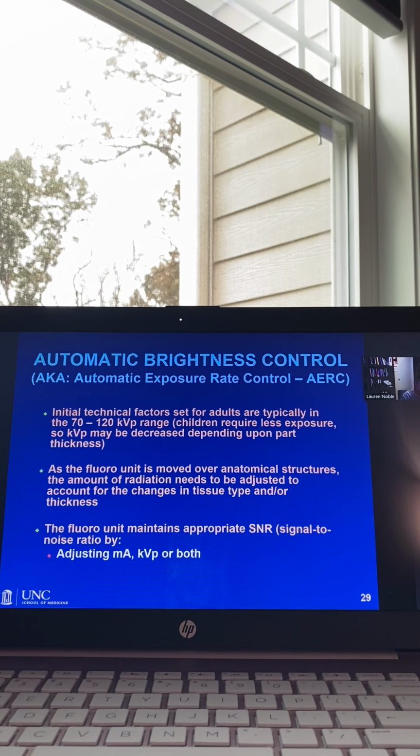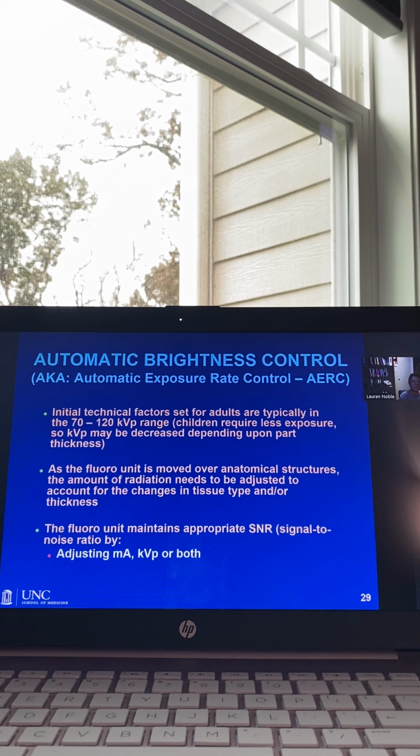All righty. So now I'm going to talk about automatic brightness control. And this is something that exists on the image intensifier units as well as those flat panel units. So ABC, we talked about it a little bit yesterday. It's also known as automatic exposure rate control. You do need to recognize AERC because that is the newer term that's being used. Okay? So we talked about it, and what it does is it'll alter the exposure based upon the structure that the radiologist is over.